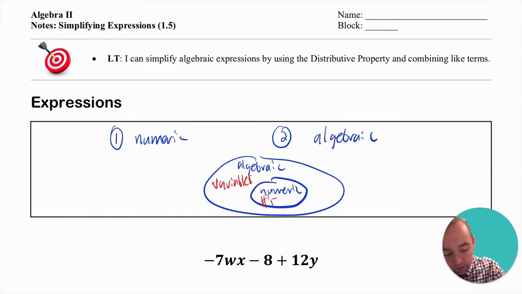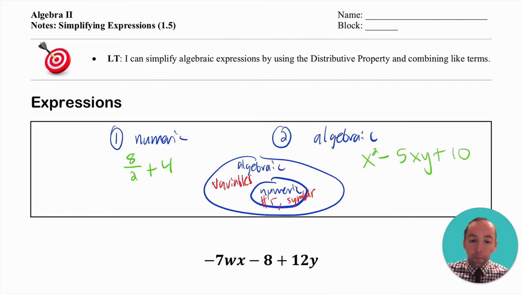contain numbers and then some sort of operation symbols. But numeric expressions are the ones that contain only numbers and operation symbols, not variables. So as an example, something numeric would be like 8 divided by 2 plus 4, because that's using division and addition and just numbers, no variables. Whereas something that's going to be algebraic might have some variables involved, so like x squared minus 5xy plus 10, something like that.